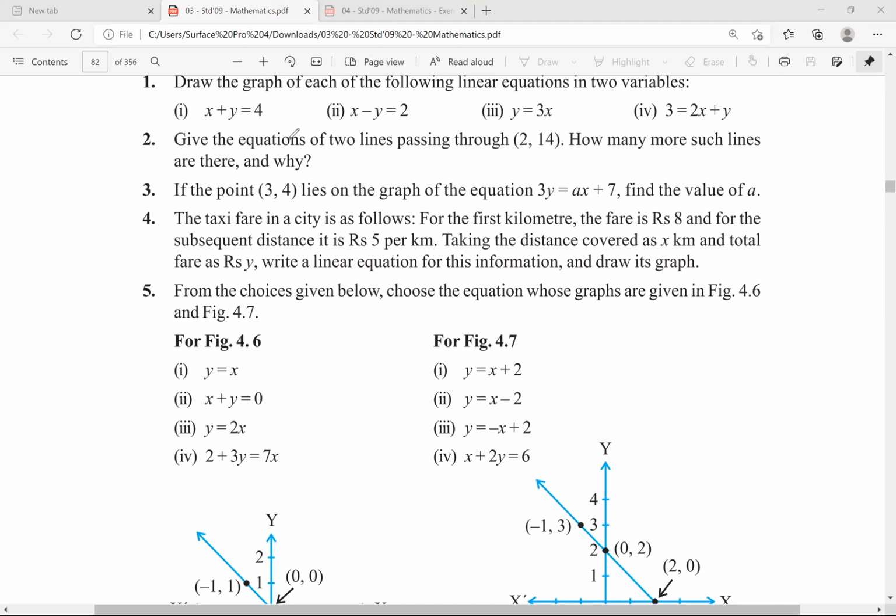Okay, so the first question is to you, Hamna. Can you give me one equation of a line passing through this point 2 comma 14? Can you give me an equation of a line which passes through the point 2 comma 14? Think about it. And Miraj, I'm going to ask you the same question, so better prepare your answer now itself.